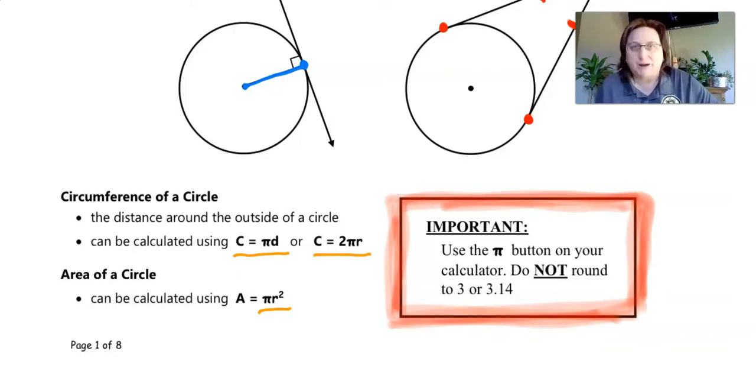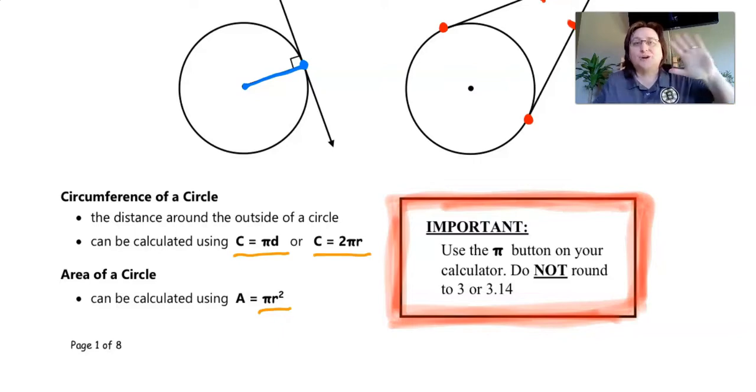You're going to use the pi button, aren't you? Yes, Smith, we're going to use the pi button. All right, good job, you guys. Good job. All right, you guys ready to dive in some problems and see how this all works? Yes, of course you are. All righty, let's go down.